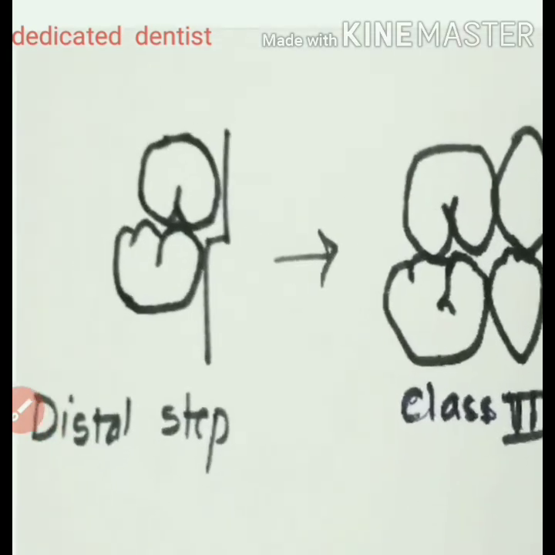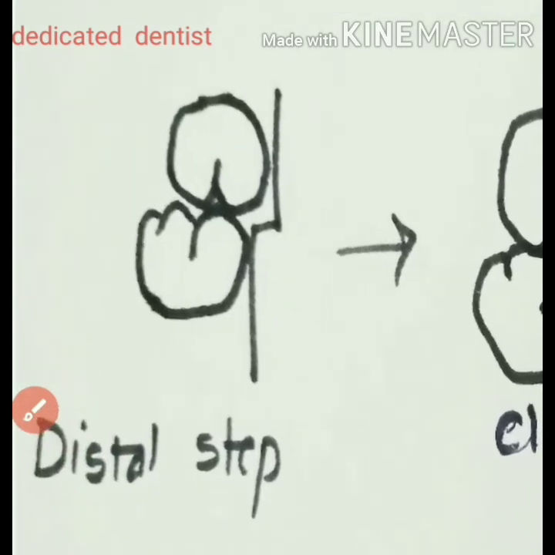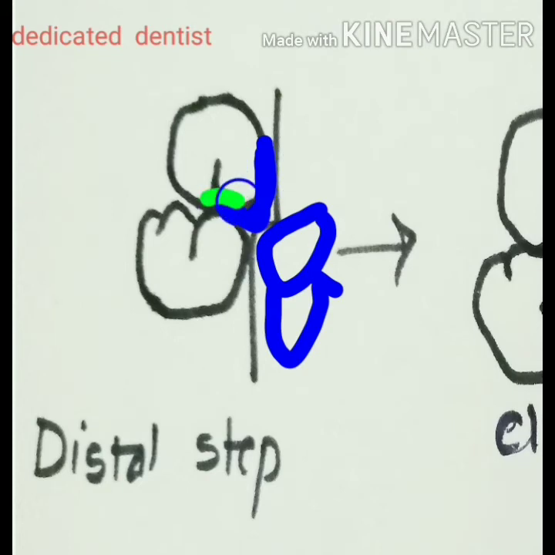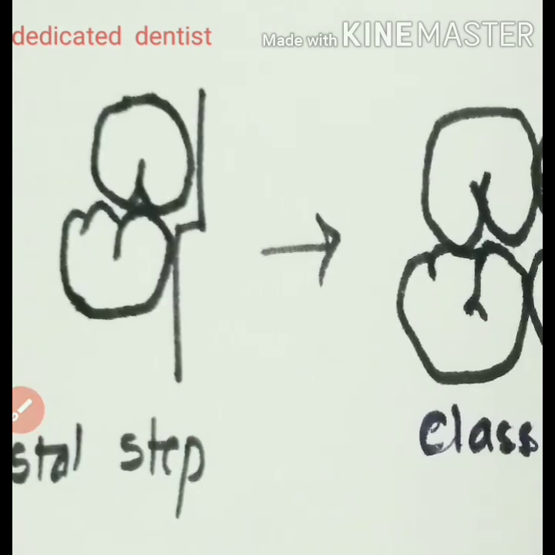Next we have a distal step. Now you can predict this easily, what the relationship might be. The mesiobuccal cusp is in the embrasure area. Here lies the premolar, so it will lie in this way. You can predict this. Here we will have a premolar and this embrasure area. So the mesiobuccal cusp is in the embrasure area. This maxillary molar is ahead of the mandibular molar. So you can predict that there will be a class 2 relationship if the same growth pattern persists.